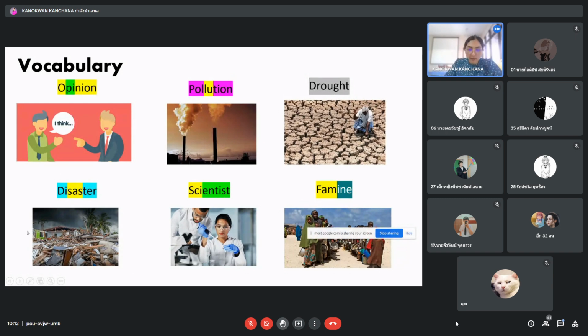Next, everyone, to this word, you see after the storm, you see many things destroyed. And when something is destroyed or ruined, this word is disaster, disaster, disaster.